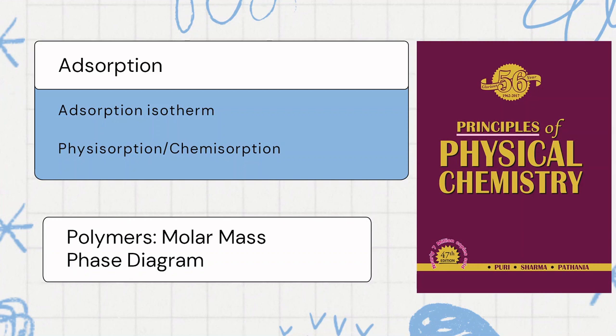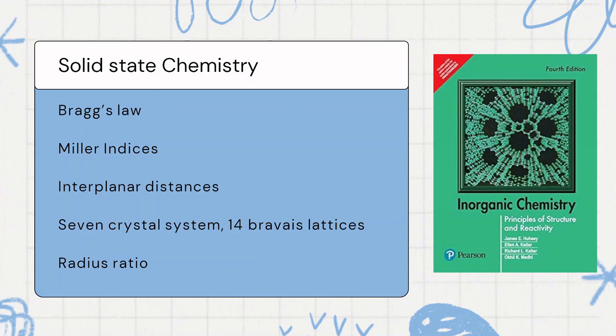Then move on to solid state chemistry. Here you should know about Bragg's law. So questions will be asked based on Bragg's law. This will be available in Puri and Sharma, but still you can also learn the concept better in Huheey. Learn about Miller indices, interplanar distances, 7 crystal systems, 14 Bravais lattices, and also learn about packing efficiency and radius ratio. In solid state chemistry, you may expect almost 6 to 8 marks.